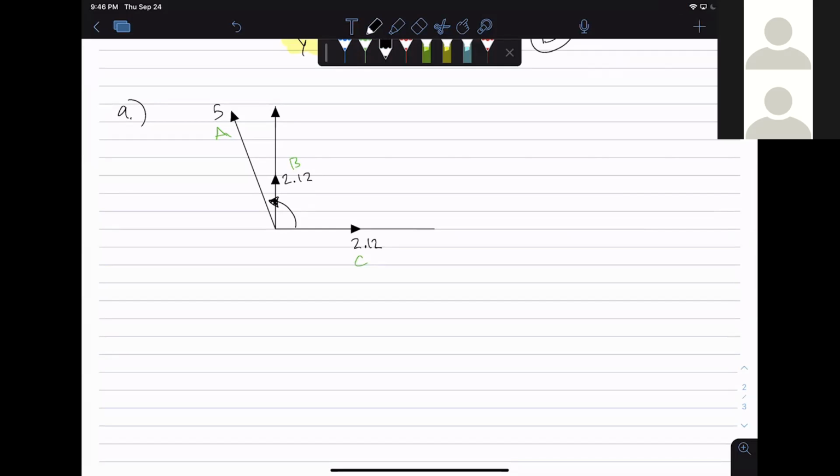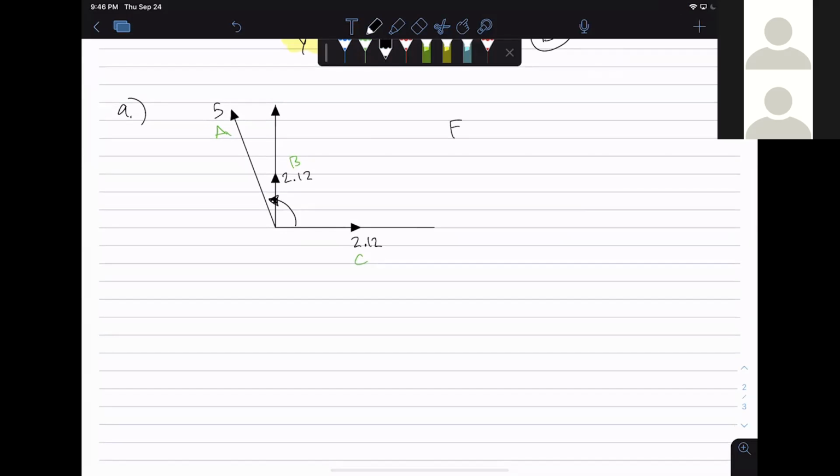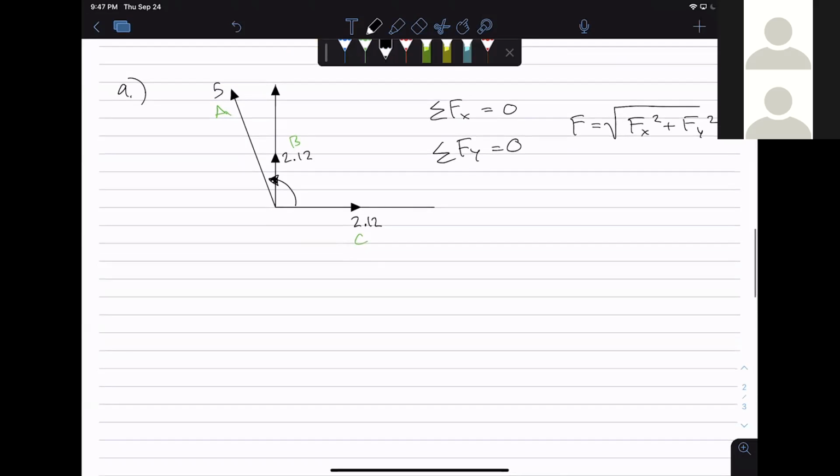Does anybody remember how to start this? Nope. Sum the vectors. Okay, so you have to treat them, I like to treat them as forces. I remember back in the day we do sum of the forces in the x direction equals 0, sum of the forces in the y direction equals 0, et cetera. And then from that, you get the magnitude, which is the sum of the forces in the x squared plus the sum of the forces in the y squared. So just treat it as a physics problem. It's just vectors.